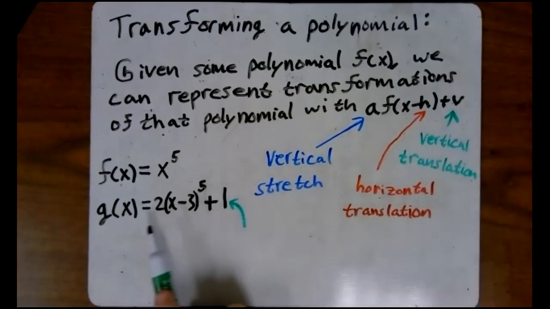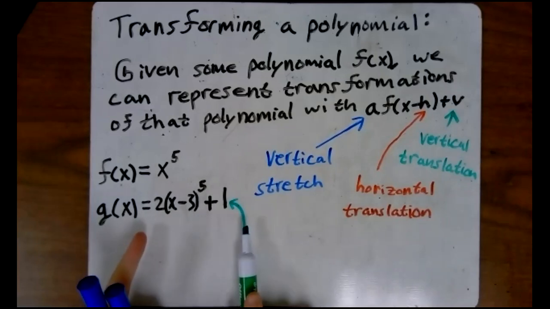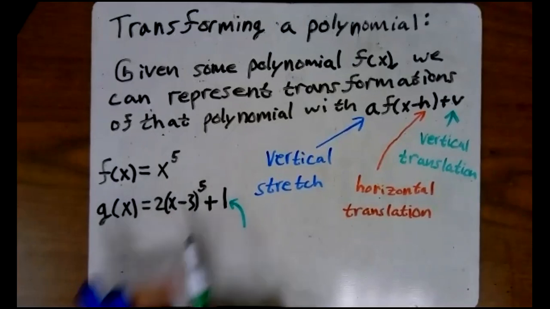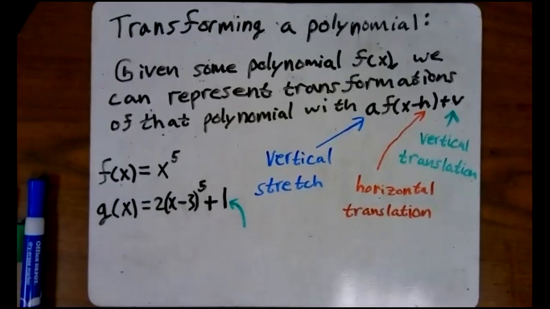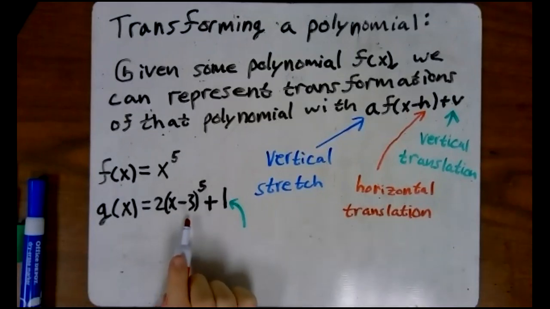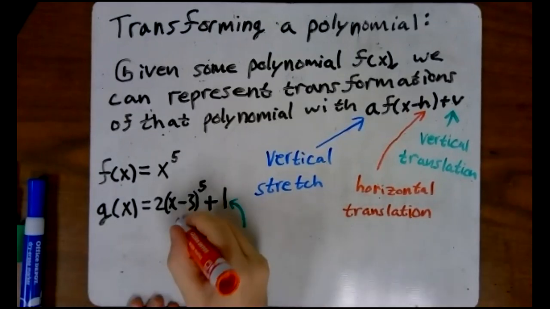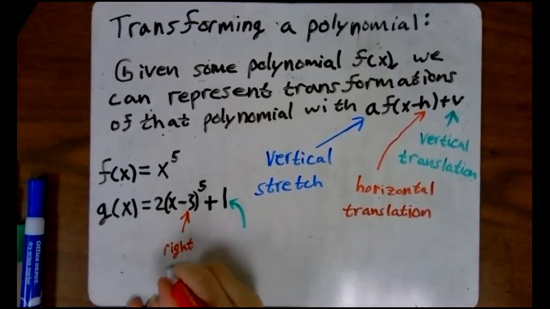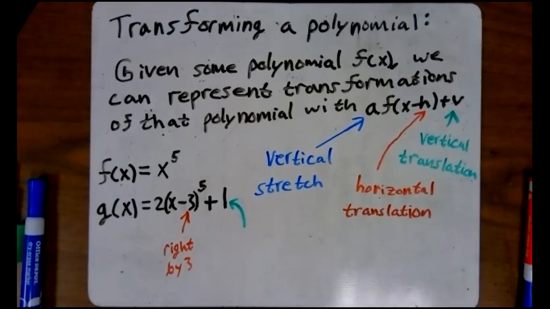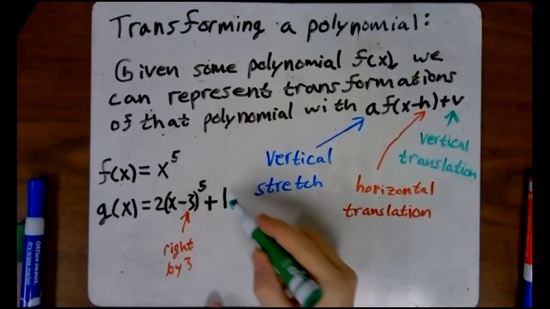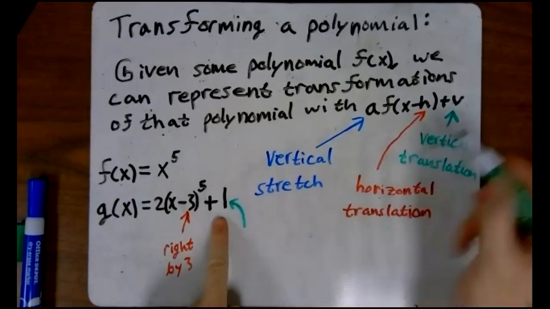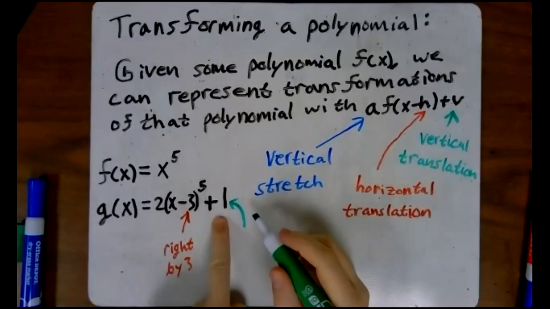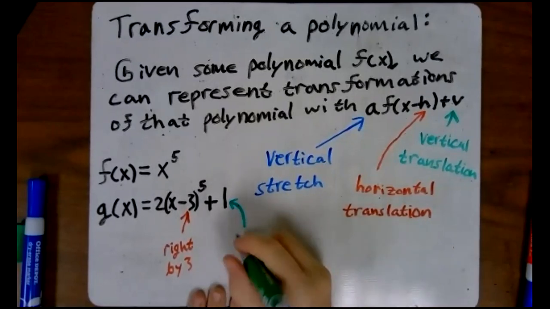Well, we can see that we're adding or subtracting to the x before anything else happens to the x. So this in here is the horizontal translation of 3. Now, we are subtracting a number, which means that we are moving right by 3. This plus 1 on the outside is a vertical translation, so that means we're moving up by 1.